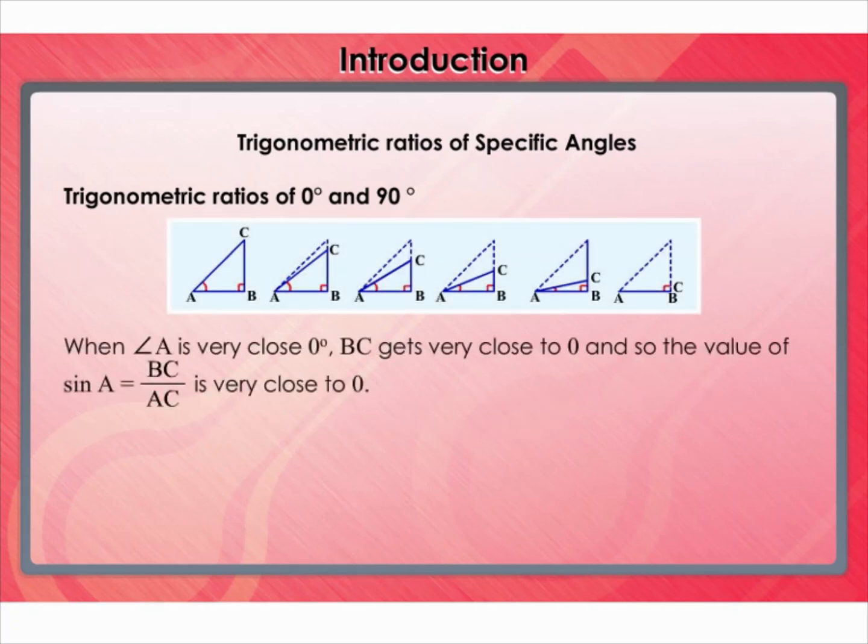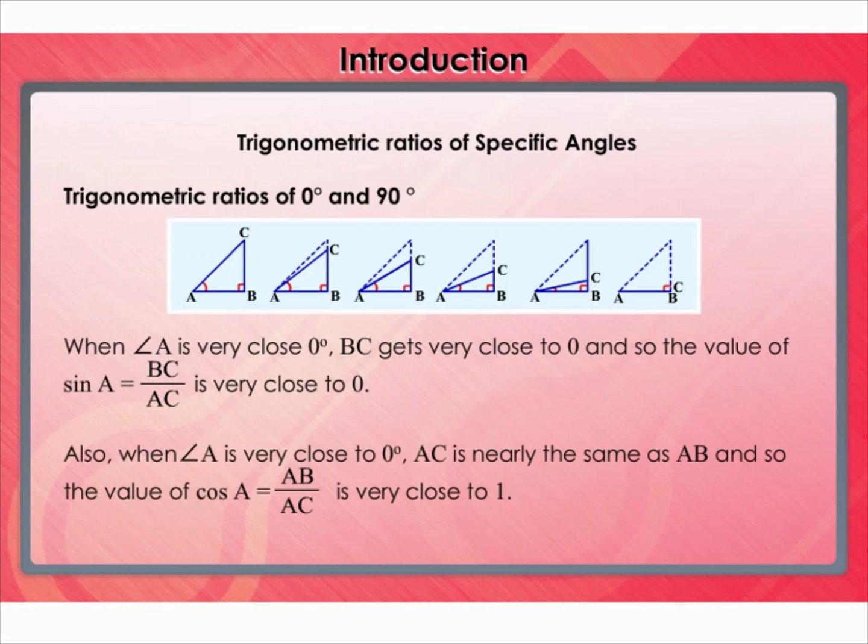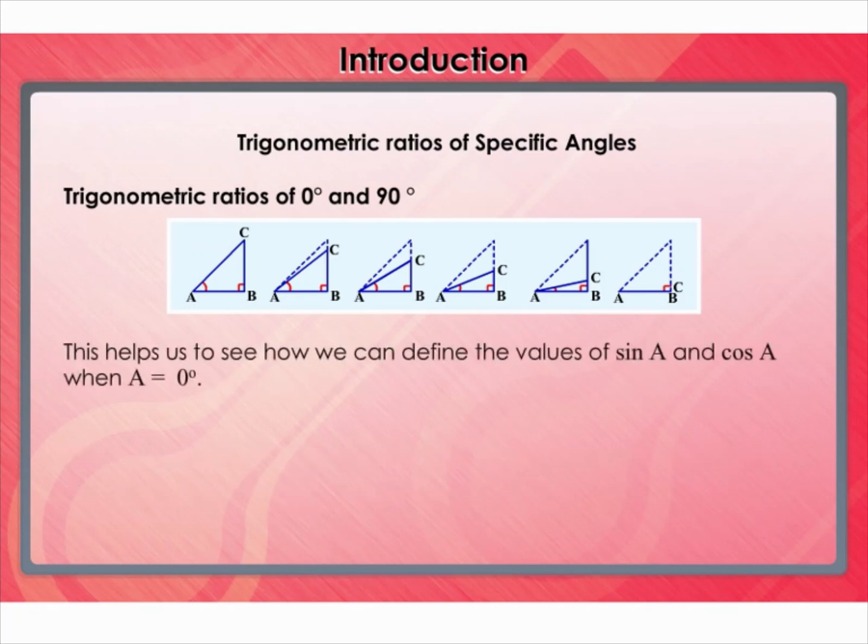When angle A is very close to 0 degree, BC gets very close to 0, and so the value of sin A equal to BC by AC is very close to 0. When angle A is very close to 0 degree, AC is nearly the same as AB, and so the value of cos A equal to AB by AC is very close to 1. This helps us to see how we can define the values of sin A and cos A when A is equal to 0 degrees. We define sin 0 degree equal to 0 and cos 0 degree equal to 1.